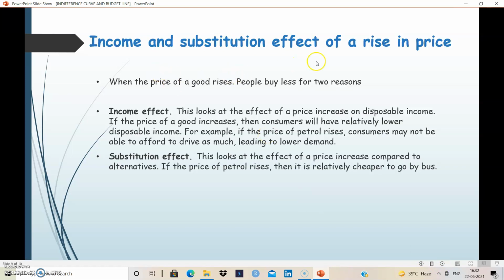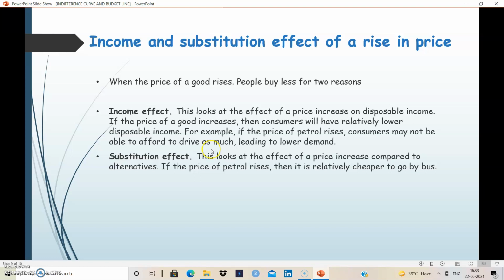There are two effects of a rise in price: income effect and substitution effect. When the price of a good rises, people buy less for two reasons. First is the income effect. This looks at the effect of a price increase on disposable income. If the price of a good increases, then consumers will have relatively lower disposable income. For example, if the price of petrol rises, consumers may not be able to afford to drive as much, leading to lower demand.